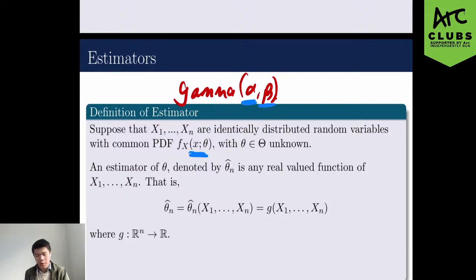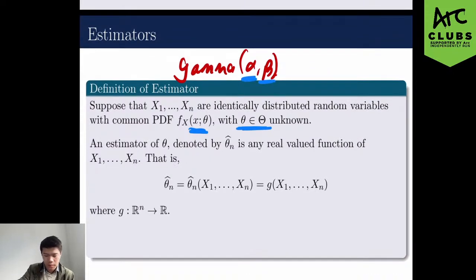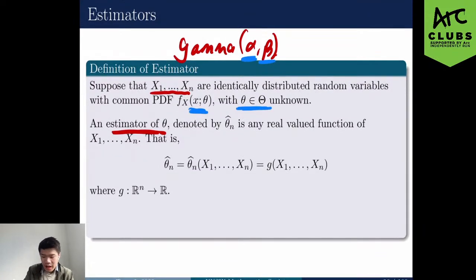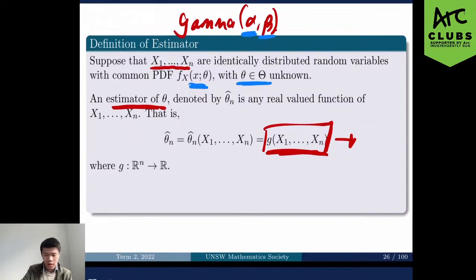So that's the setup over here. We don't know what the parameter is, but we're going to try to estimate it, hence the name. So what is an estimator? It's any real valued function of the observations. So remember we have observations x1 down to xn. The estimator is any function that takes these random variables and outputs a single number. So g goes from Rn to R.